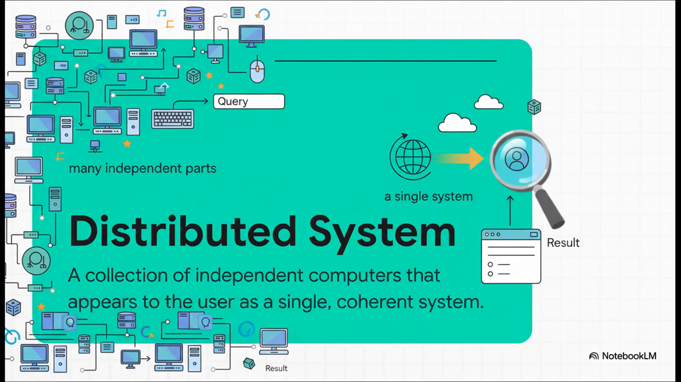A search engine is a fantastic example, right? You type something in and it feels like you're talking to this one giant, all-knowing brain. But what's really happening is your query is being shot out to maybe thousands of different servers, all working together to get you an answer. Hiding all that background chaos, that's the mark of a great distributed system.